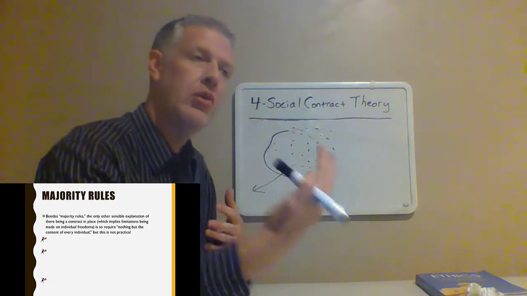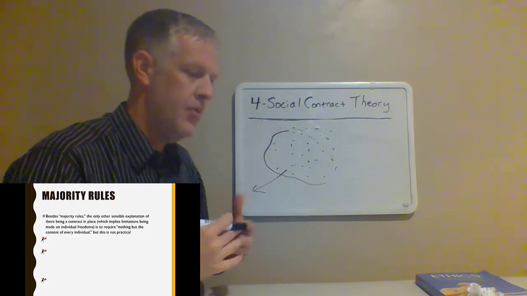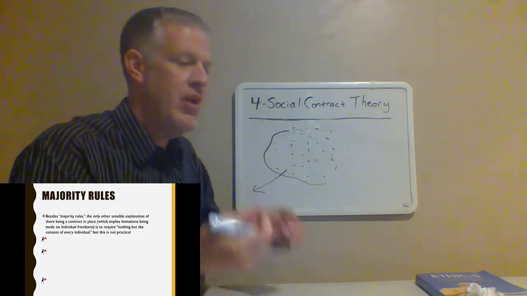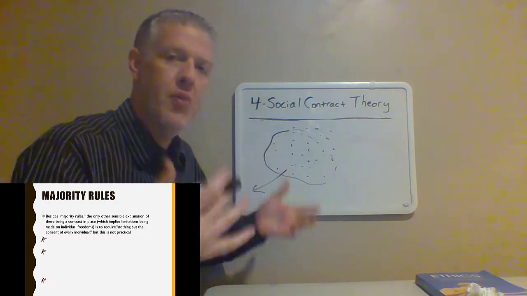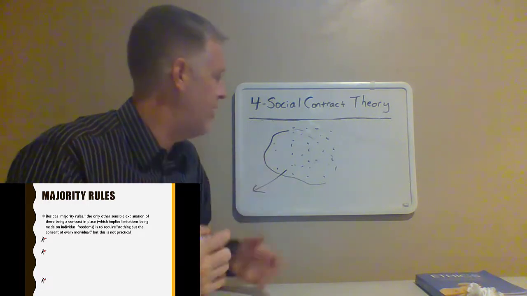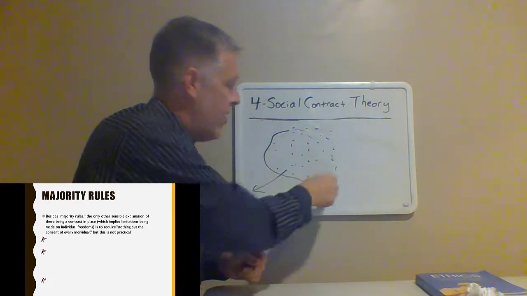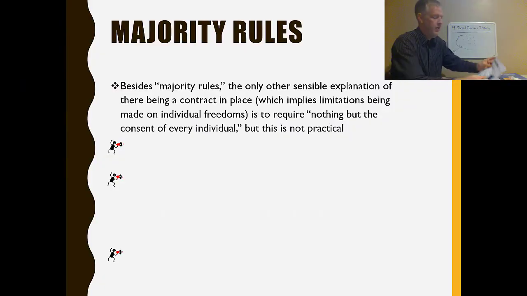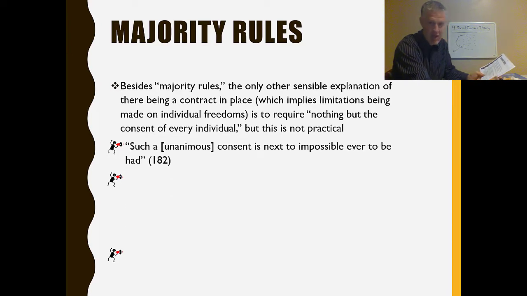So the only alternative left, for a sensible interpretation of what it's going to look like to submit to a contract, to agree not to do certain stuff, the only sensible way of interpreting that process is to say you're going to go with the majority, the majority rules, so to speak. So the other alternative, where you require everyone to be on board before you do something, is not practical. As he says on 200, such consent, unanimous consent, is next to impossible ever to be had.